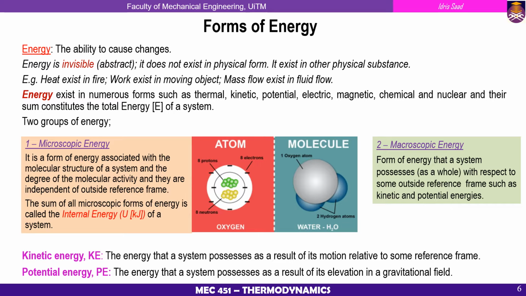For the potential energy, that is denoted as capital PE for the subject of MEC451. It is basically the energy that a system possesses as a result of its elevation in a gravitational field. It means any mass will be attracted to the gravity, and if there is a different height from its datum, then it must have potential energy. Recall that the equation for the potential energy is mass times gravity times the different height. So that is all about the forms of energy.